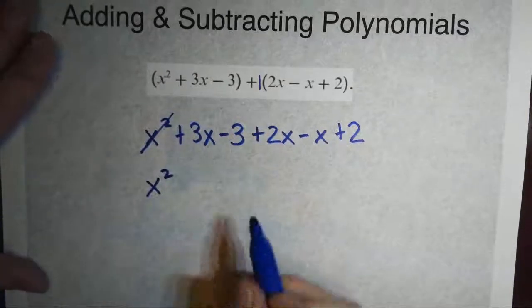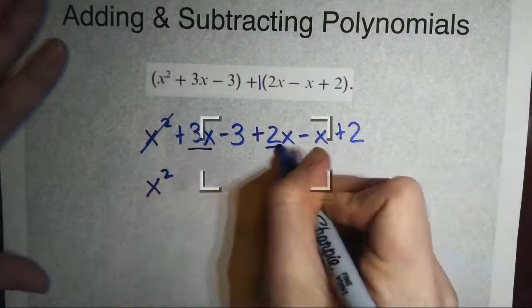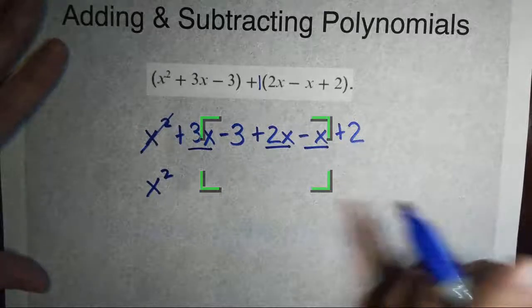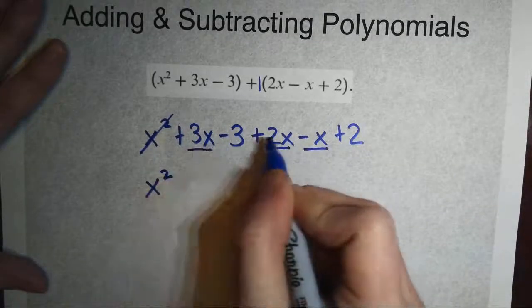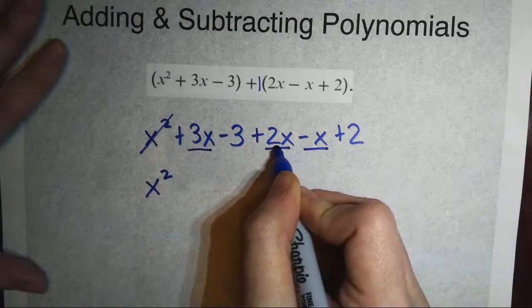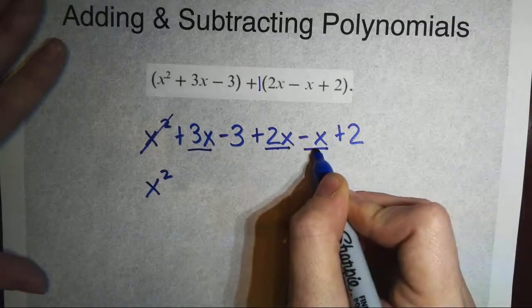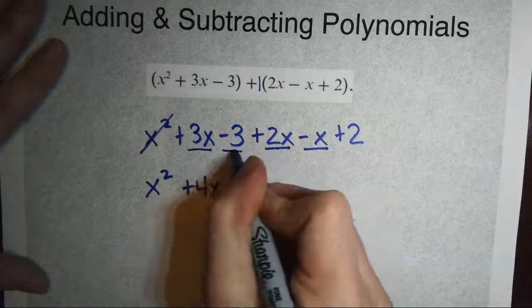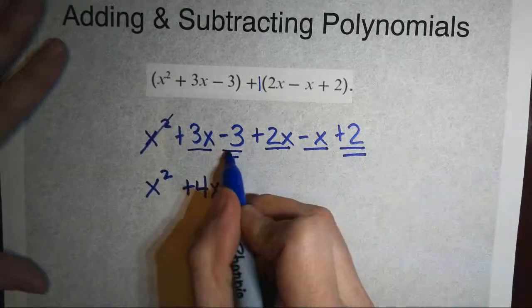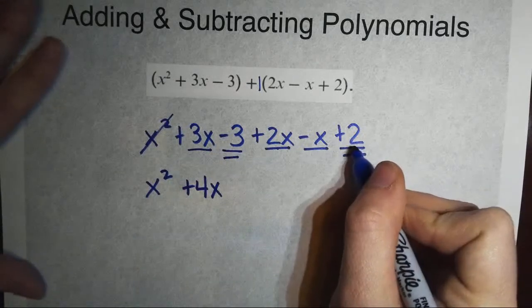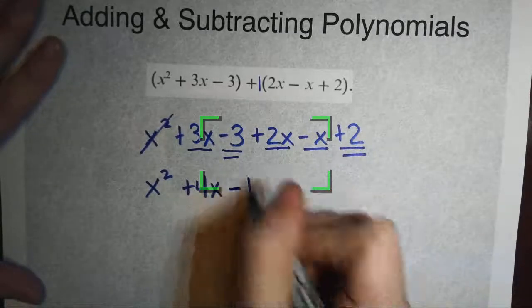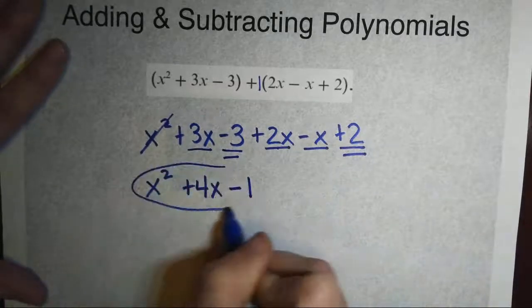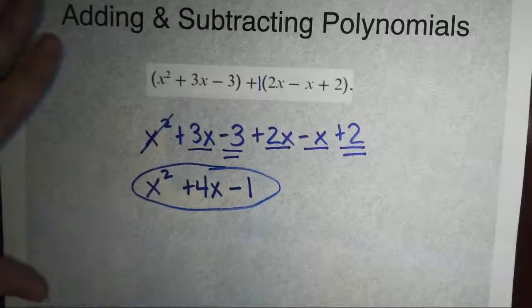So my x squared term is the only x squared term in the expression, so I can't combine it with anything. Let's see, I have x terms right here that I can combine. So I have 3x plus 2x, which would be 5x, minus x, which is 4x. And then I have two constant terms right here. Negative 3 plus 2 is a negative 1. And then this is the simplified form of my original problem.